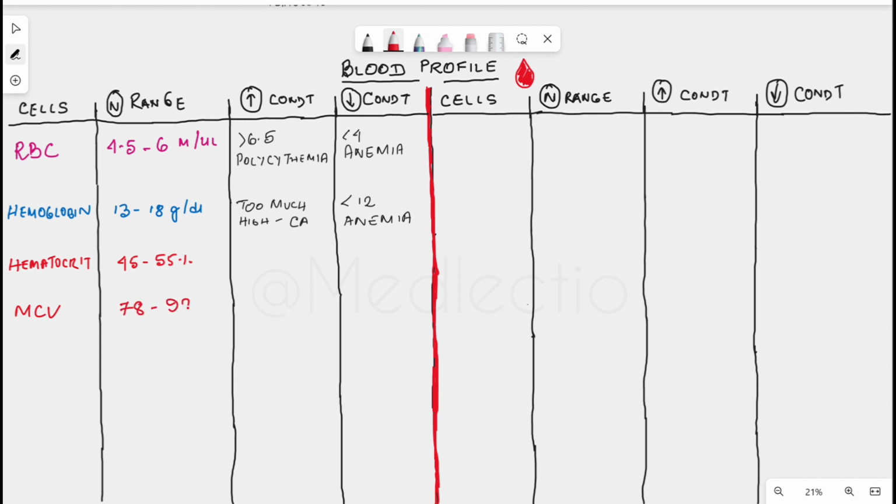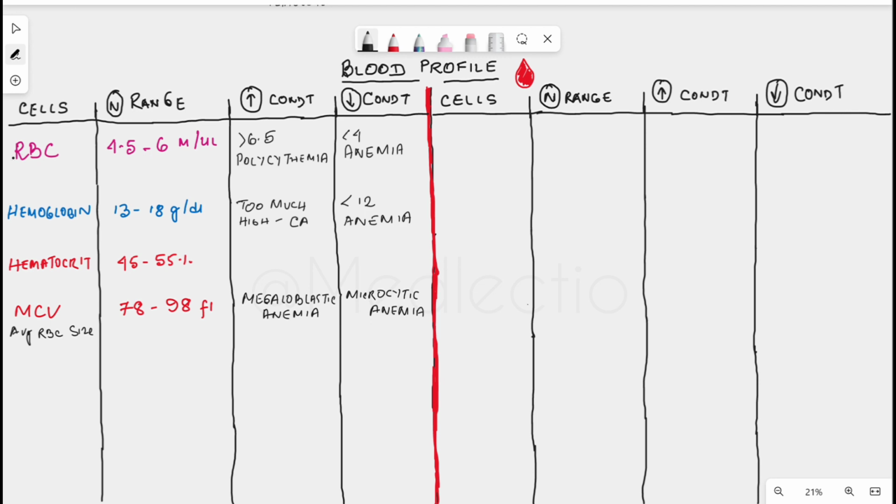Okay, so MCV, mean corpuscular volume, 78 to 98 is its normal range. It is the average size of your RBC. If it increases, we call the condition megaloblastic anemia. So MCV increases in megaloblastic anemia and MCV decreases in microcytic anemia. Megaloblastic anemia occurs due to deficiency of B12 and folic acid, and microcytic due to iron. So you need to know the anemia things also. I will do a separate video for that.